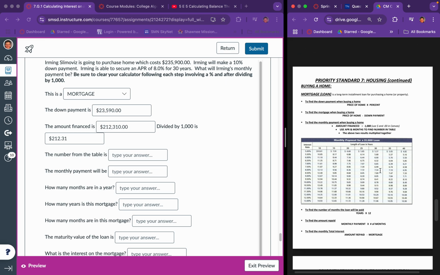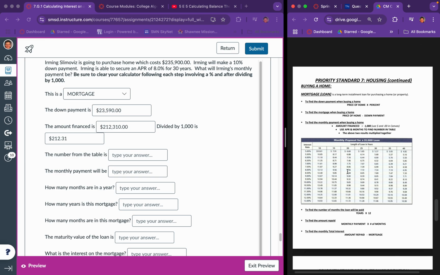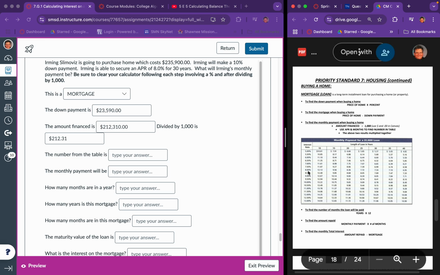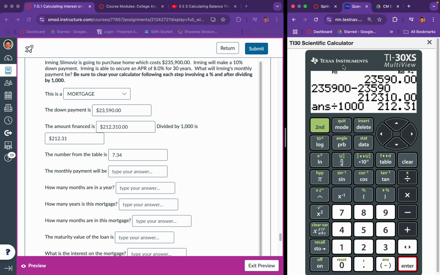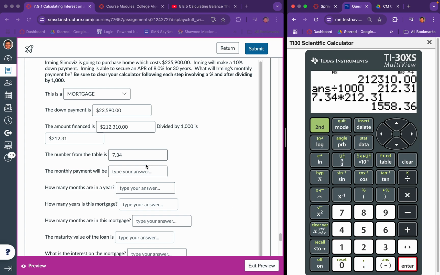There's 10, 15, 20, 25, 30. So again, we go to 8%. We count over to 30. And 8% for 30 years is 7.34. So we're going to type 7.34 here. And then we're going to grab our calculator. And again, we're going to start fresh. So we're going to take 7.34, and we're going to multiply it by $212.31.